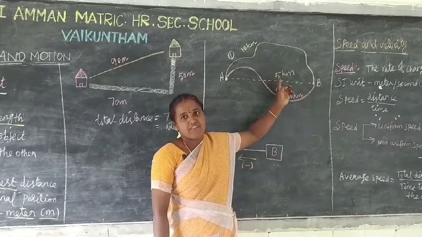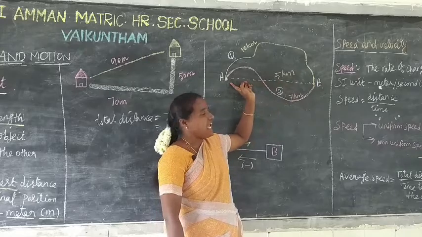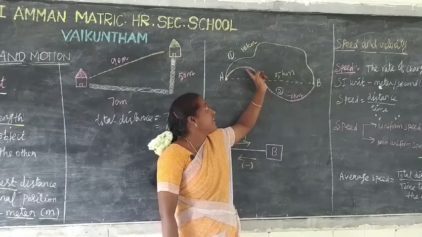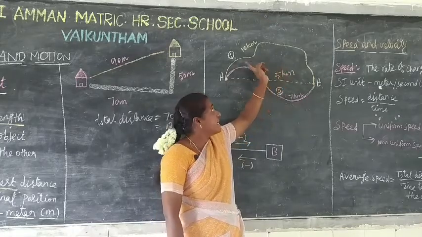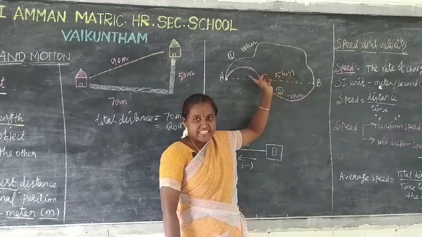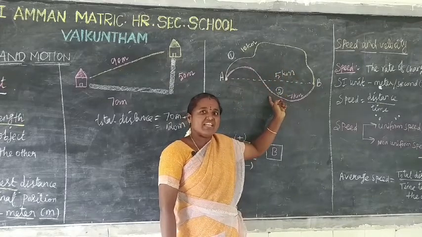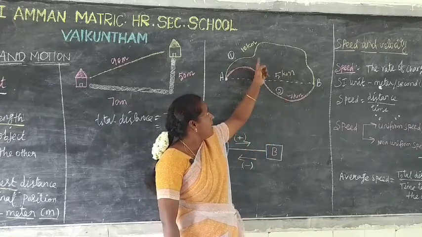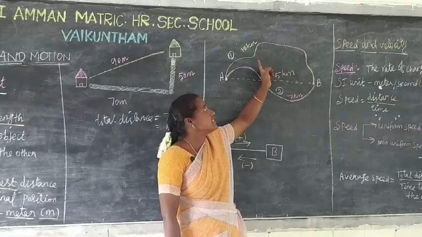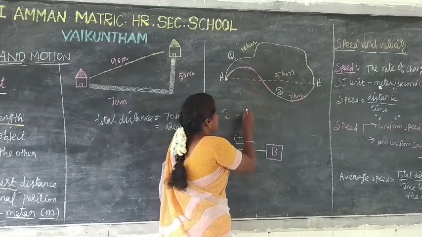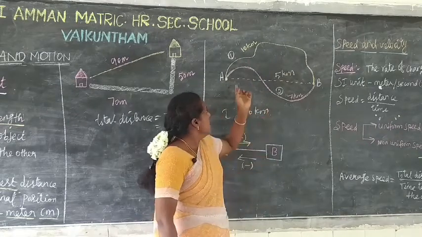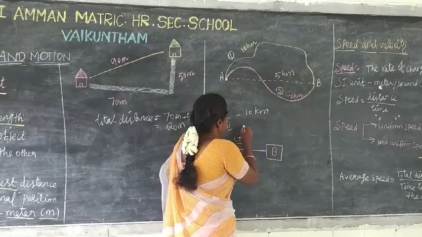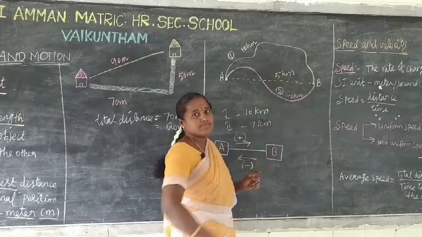Next, one more example. The figure shows the motion of a person between two places A and B. He travels 10 kilometers in the first path. In the second path, he travels 7 kilometers. What is the distance between A and B through the first path? 10 kilometers. What is the distance between A and B through the second path? 7 kilometers.